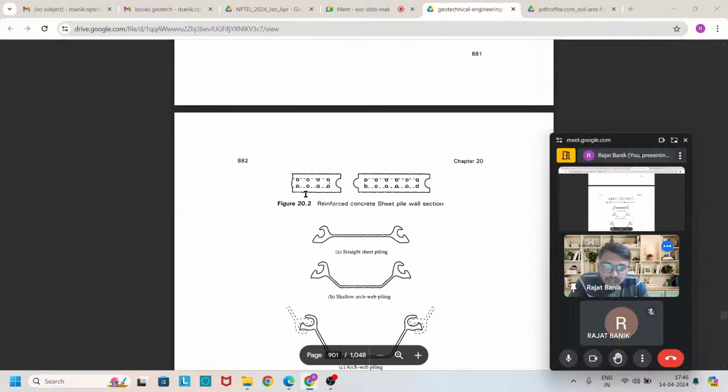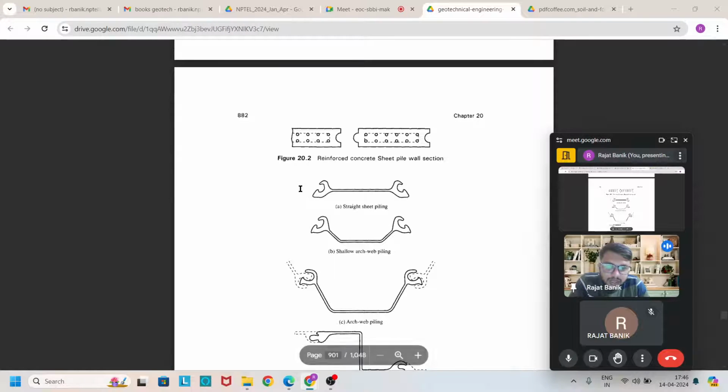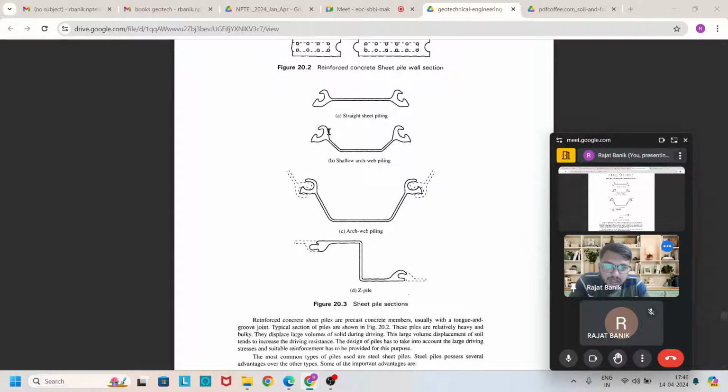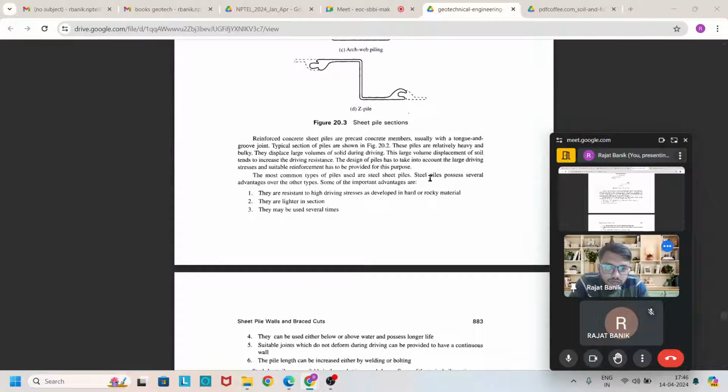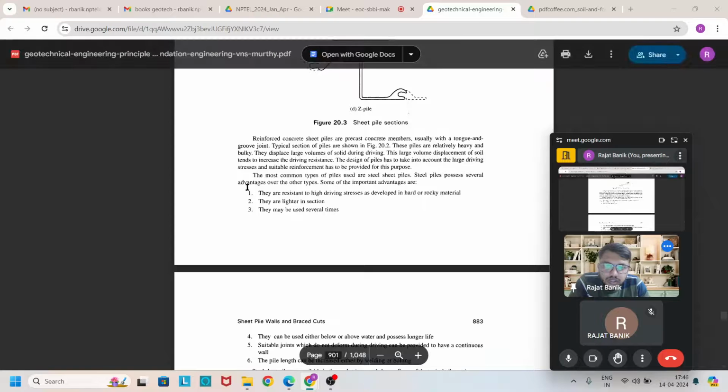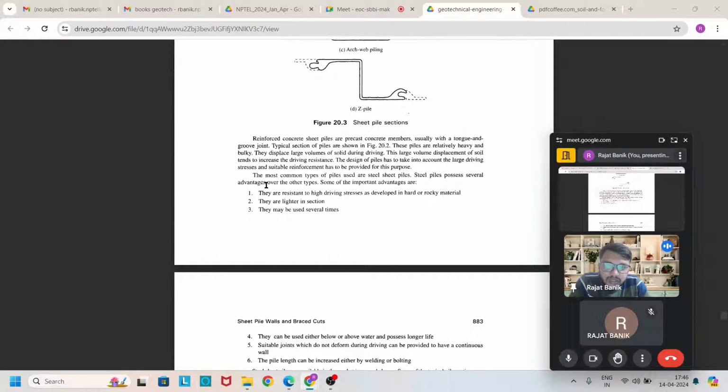Then these are the different types of sheet pile arrangement. You see that straight sheet piling, shallow arc web piling, arc web piling, Z pile, like that. Now this sheet pile possesses several advantages over the other types.